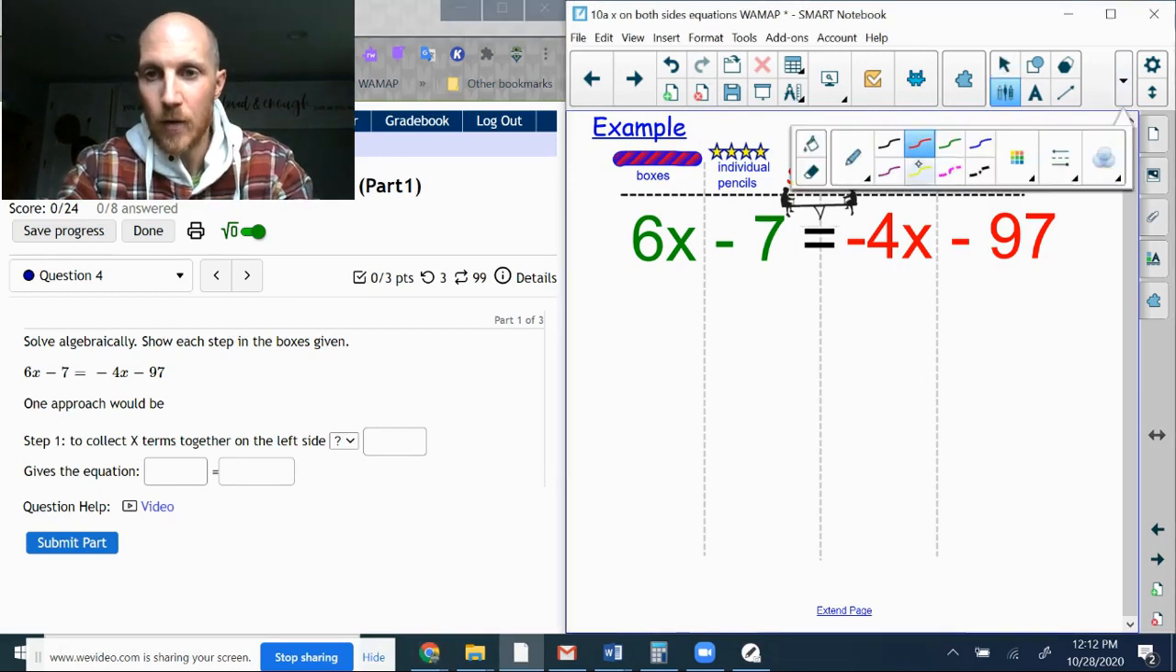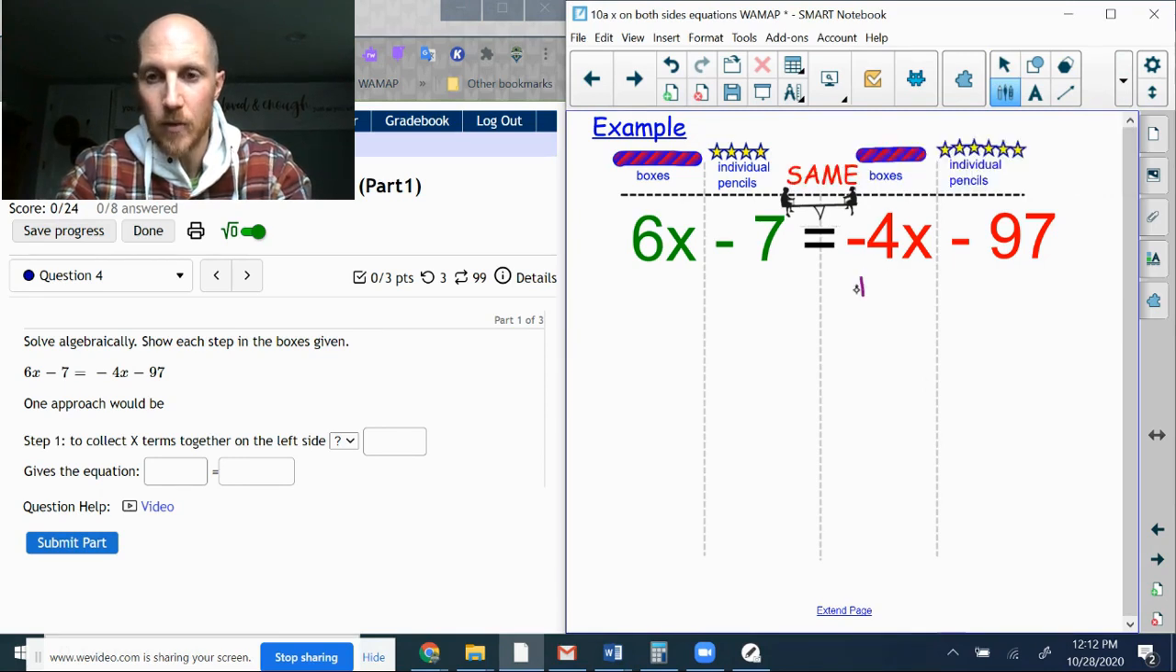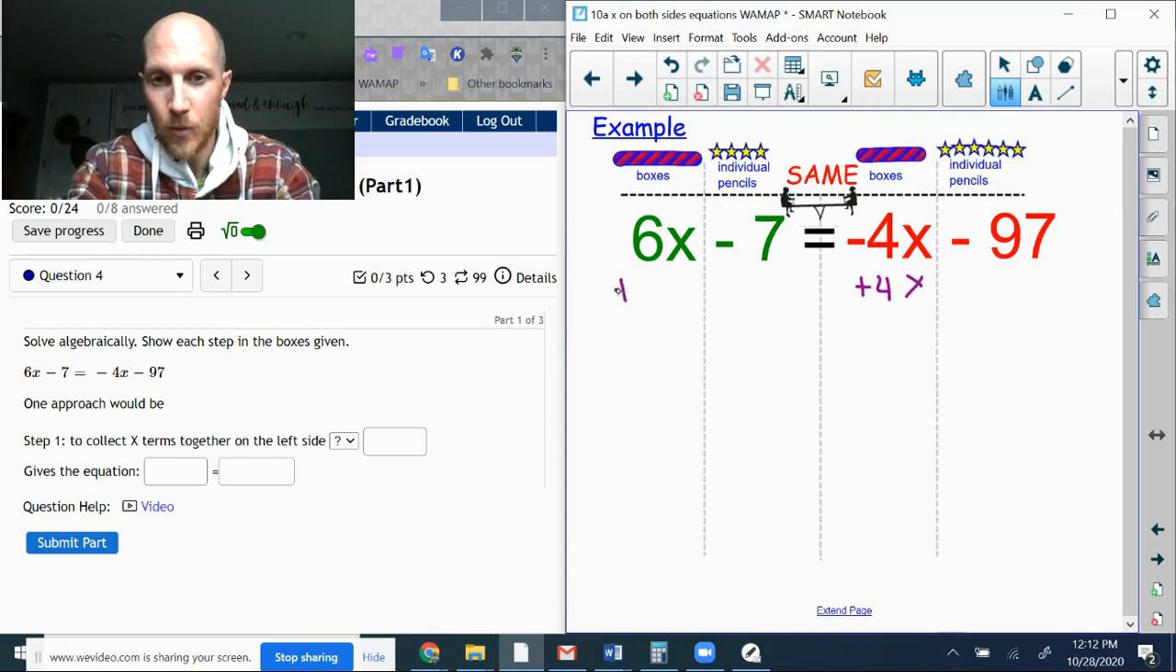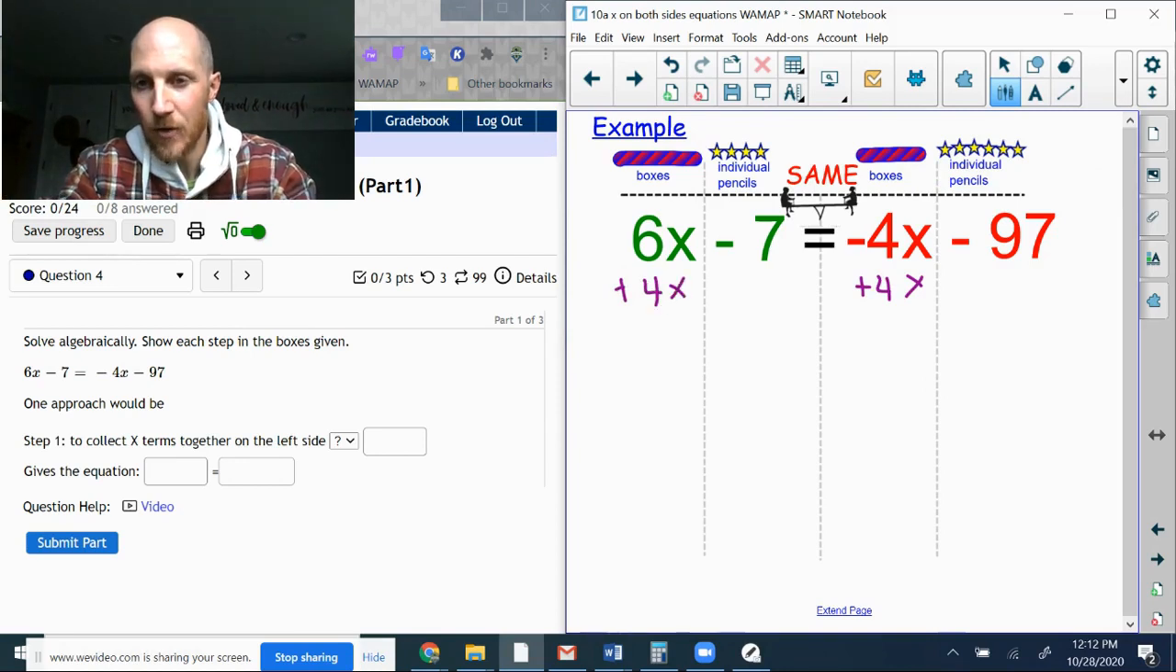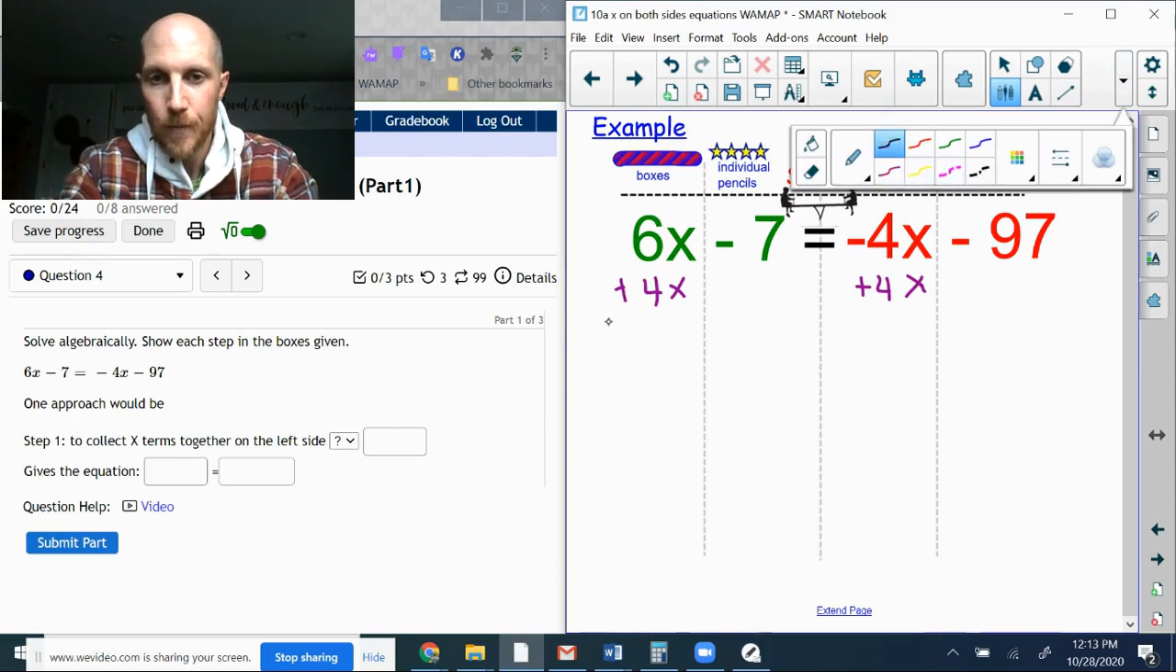That means I'm going to have to look at the right side, the red side, and decide how I will get rid of this negative 4x. The opposite of negative is adding, so I'll have to add 4x. Whatever I do on one side of the equal sign, I need to do the same on the other side. I need to make sure my x's stay lined up in the appropriate column. So x's in the x column in red, x's in the x column in green.